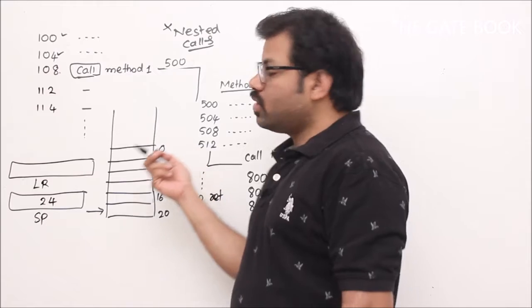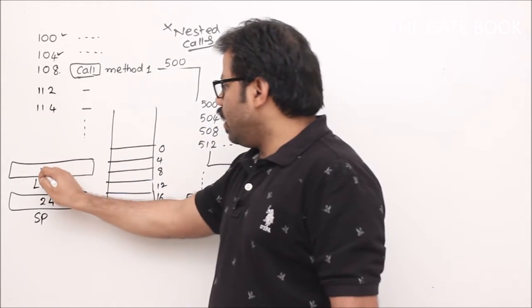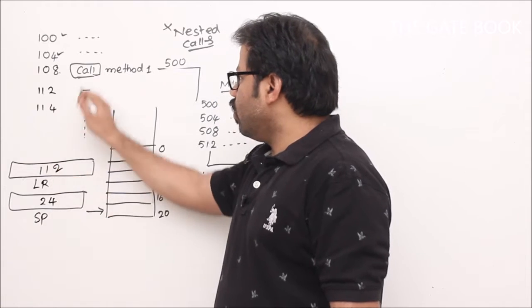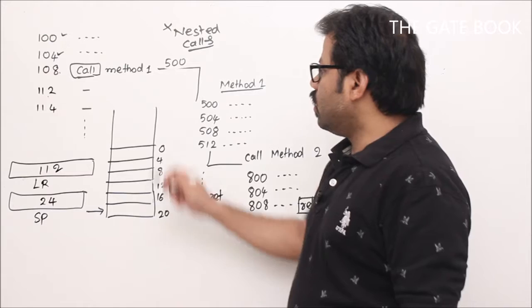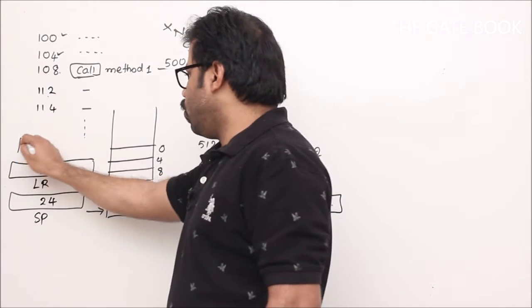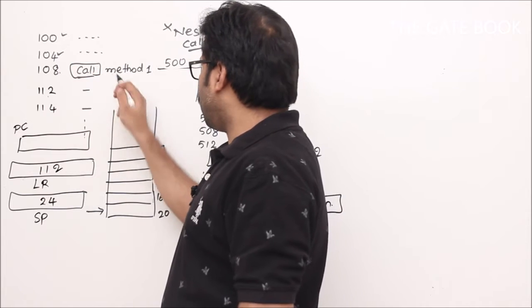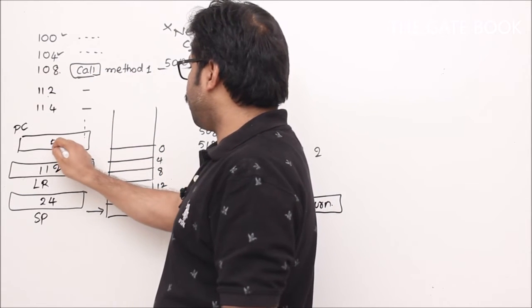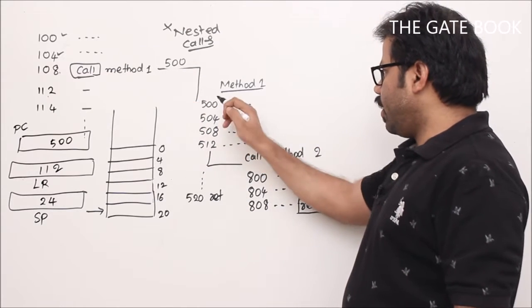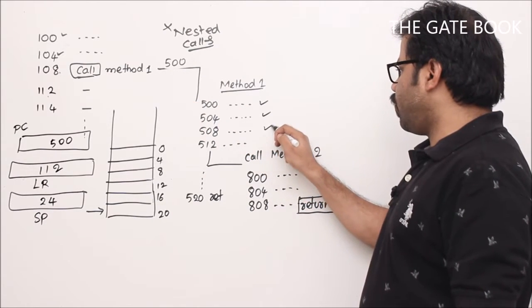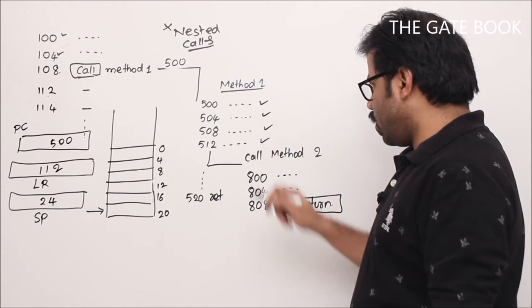Recall what the call instruction's functionality is. Because of the call instruction, the link register will get 112, because that is the next instruction. Then the program counter will be loaded with the call address. I forgot to show you the program counter. What is that address? 500. So happily the program counter comes to 500 and it will start executing these instructions: 500, 504, 508, 512, and so on, right?